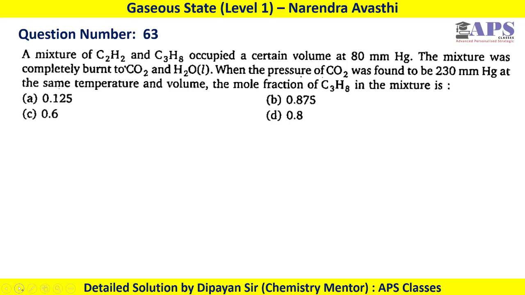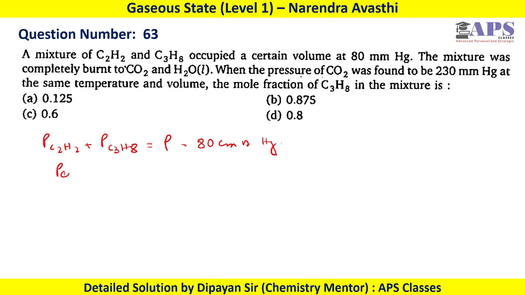In question number 63, a mixture of C2H2 and C3H8 occupied a certain volume at 80 mm of Hg. The mixture was completely burned to CO2 and H2O. Then the pressure of CO2 was found to be 230 mm of Hg at the same temperature and volume. You have to calculate the mole fraction of C3H8 in this mixture. Okay. So according to the problem, the partial pressure of C2H2 and the partial pressure of C3H8 will give you the total pressure, that is 80 mm of Hg.